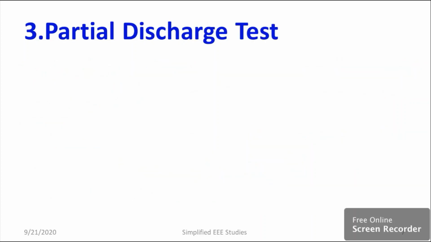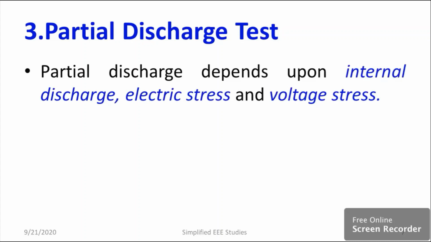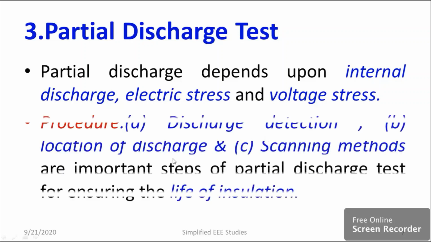Okay. Now I would like to discuss the partial discharge test. In the case of the partial discharge test, you can go for the discharge detection method. Apart from the discharge detection method, there are many more varieties available. There are many applicable methods. Let us have a brief discussion on that. Partial discharge depends mainly on internal discharge, electric stress and voltage stress. So you can do the partial discharge test in different ways.